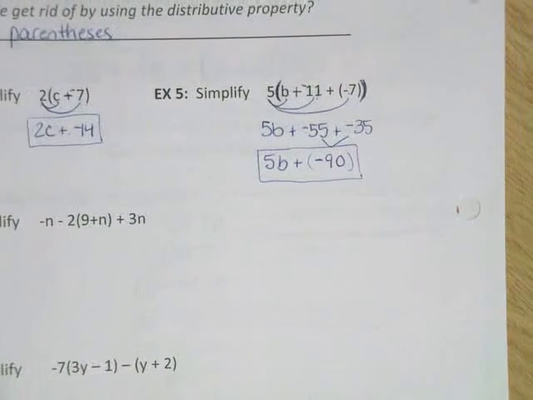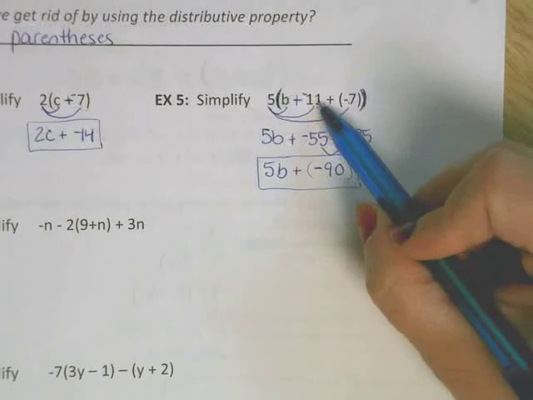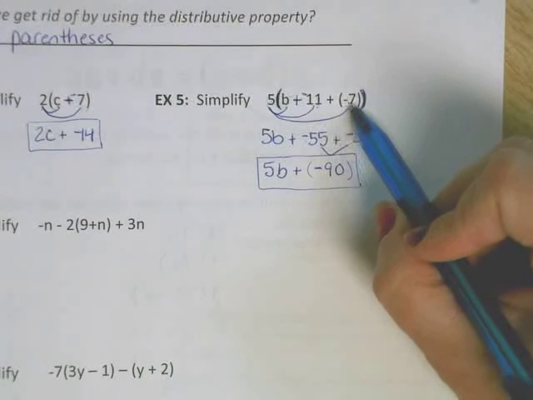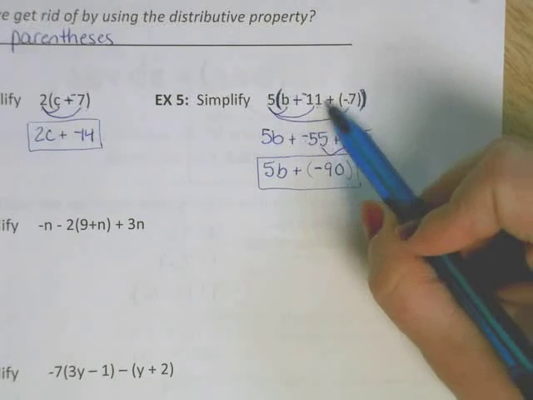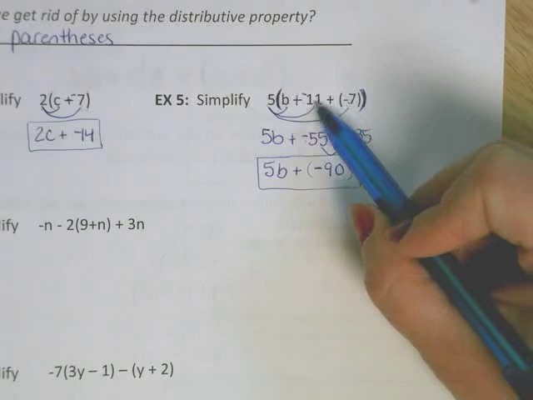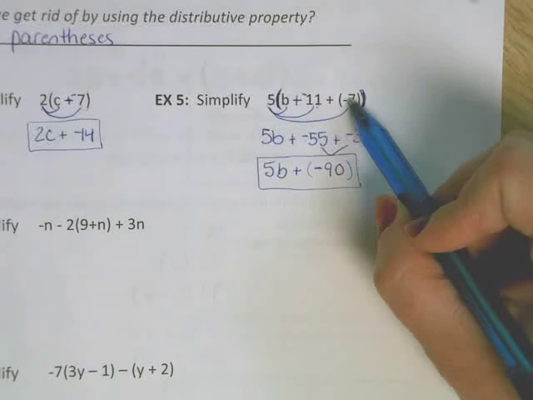Another way you could have done this is, did anybody notice that I could have just added the -11 and the -7 right away, because they were like terms inside those parentheses? So if I did that, I would have had a -18 inside the parentheses.